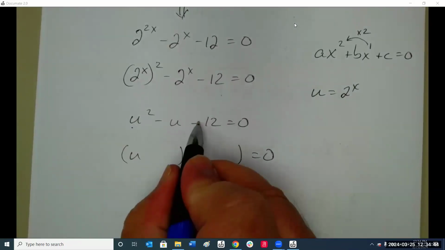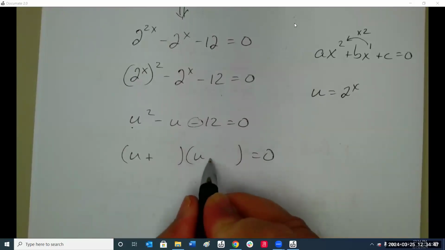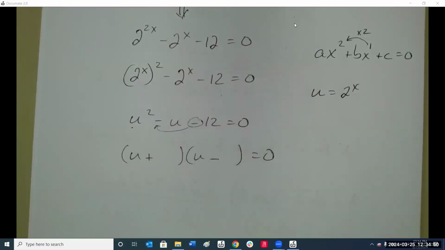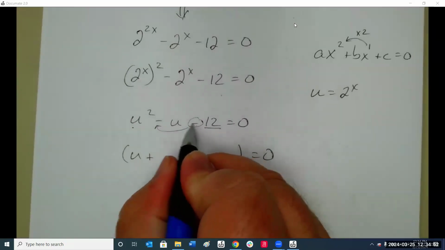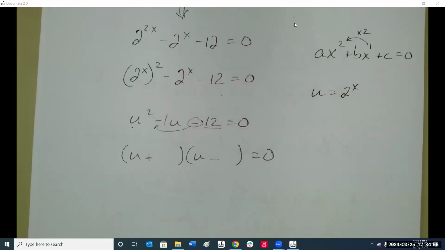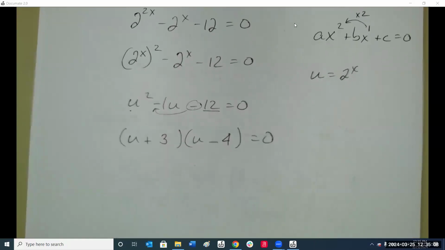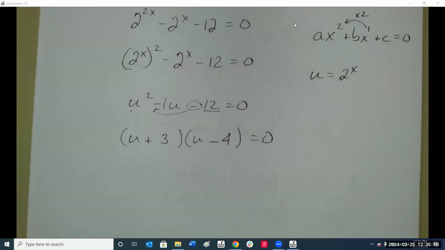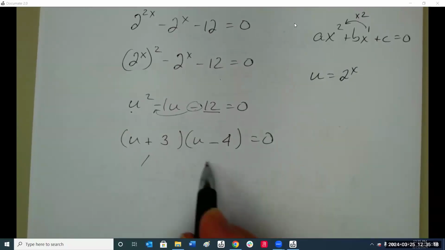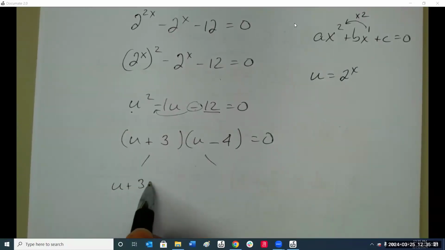U and u, second sign, so one's plus, one's minus. The bigger number is that. What times what is 12? When you subtract them, you get 1. Right, 4 and 3. So this one's 4. This one's 3. Take both of these, set them equal to 0.